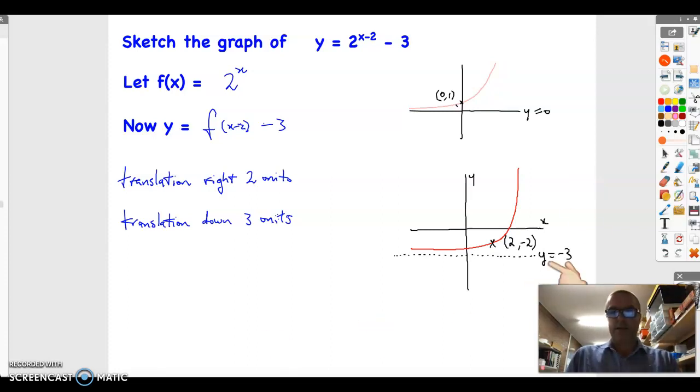You can see the translation down is the most obvious one. The asymptote, which was the equation y equals 0, is now the equation y equals negative 3. I've plotted the point (2, negative 2), because this original y-intercept has moved to the right 2 units and down 3 units. So that point has moved from (0, 1) to (2, negative 2), and we've got a good sketch of that equation.